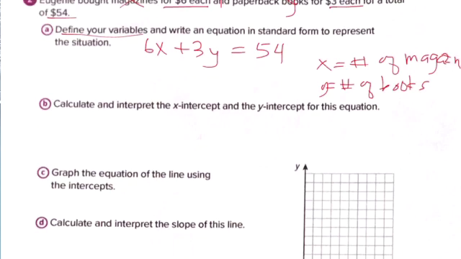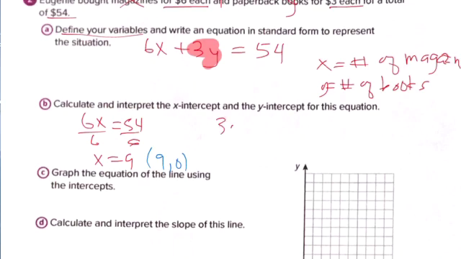Calculate the x-intercept. You guys know how to do this, right? We pretend the y isn't there, so you get 6x equals 54, divided by 6, x is 9. So the x-intercept is 9, 0. The y-intercept is 3y equals 54, divided by 3, y is 18.